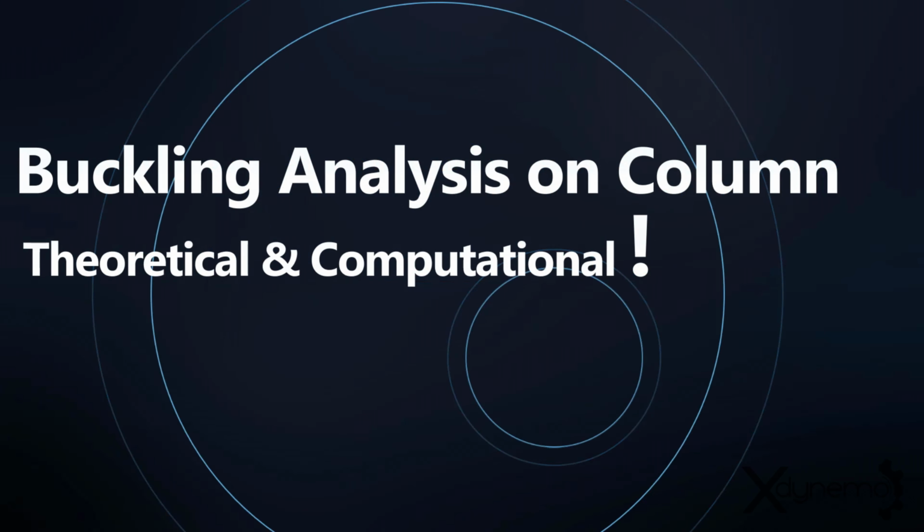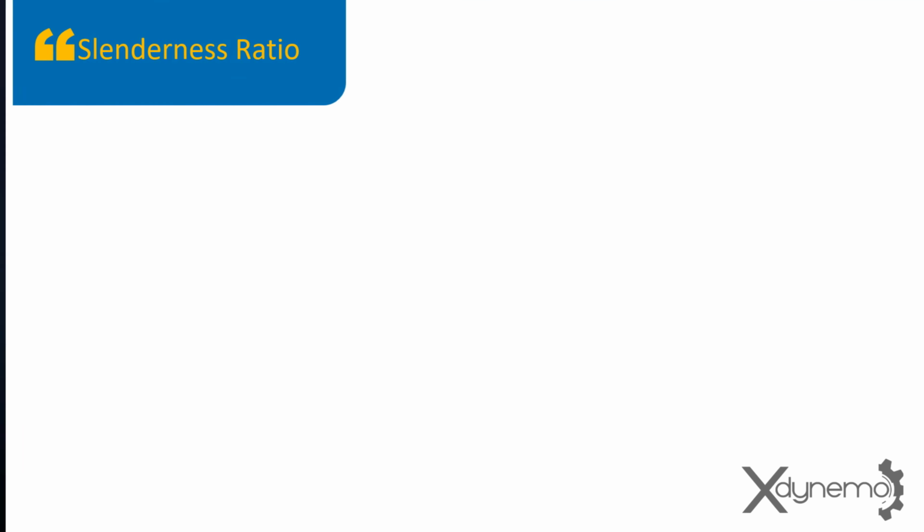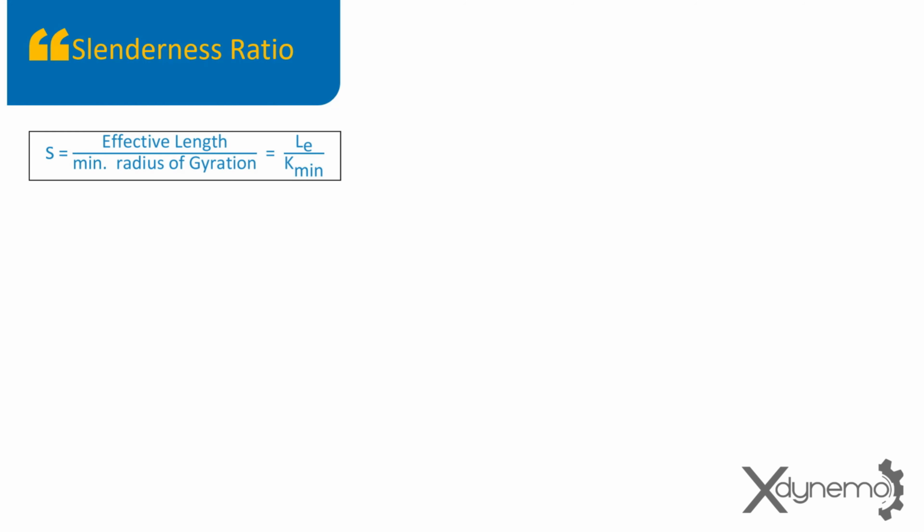First, we will go through the theoretical calculations. Slenderness ratio is defined as the ratio of the effective length of the column to its minimum radius of gyration. Let us have a look at the data given in the problem statement.